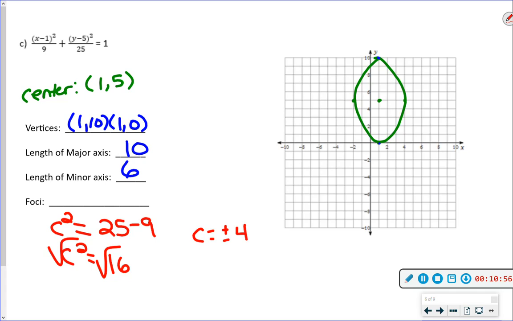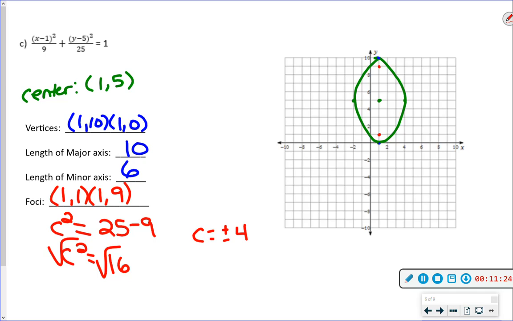Okay, so from our center, I'm going to put these on our major axis, which is vertical. So up 4, down 4. And then, of course, I'm going to jot down those ordered pairs. So I'm at 1, 1, and I'm at 1, 9. 1, 1, 1, 9. So that is how to handle it if you are not on the origin for the center. Same thing. Any questions on that?